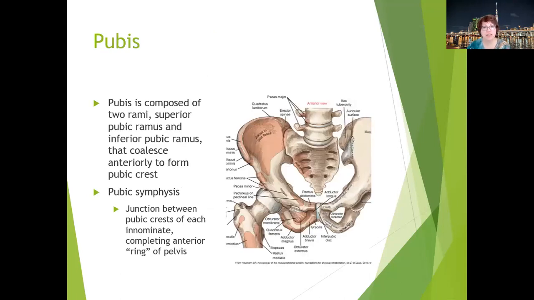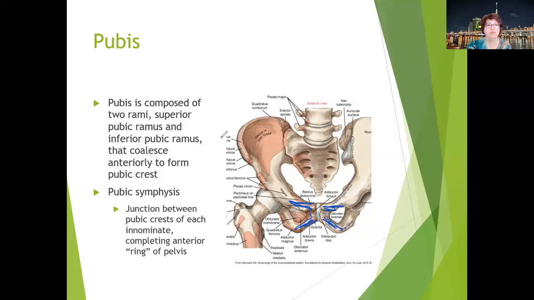The pubis is composed of two rami, the superior pubic ramus and the inferior pubic ramus. So when we look on here, this is two halves of the pelvis joined together. We have the superior pubic ramus here and the inferior pubic ramus here. That's the right hand one. This is the left superior pubic ramus, and this is the left inferior pubic ramus.